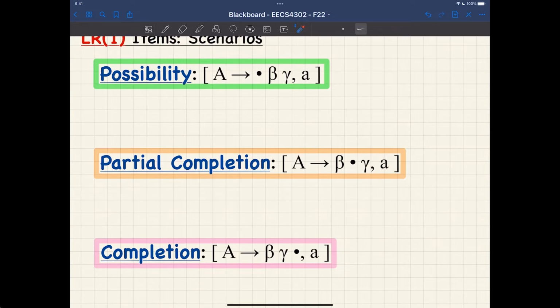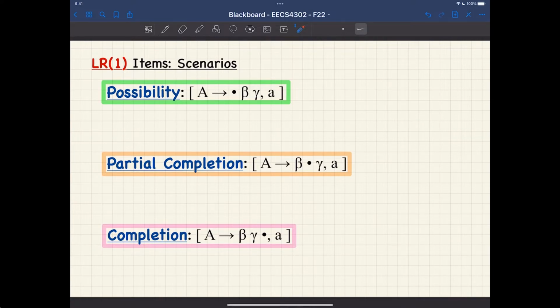Of course, the main thing to notice is the position of the bullet point. For the possibility, it's almost like the beginning of the parsing, in which case the top of the stack has read nothing, so it's empty. About partial completion, we might just be in the middle. We have recognized something, and we are still expecting to recognize more before we can do reduction. And here, the bullet point is at the end of the production rule, in which case we should be ready to reduce back to A, as long as the current word matches this lookahead symbol. Let me talk about them one by one very quickly.